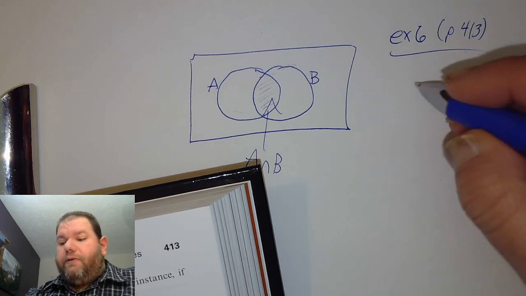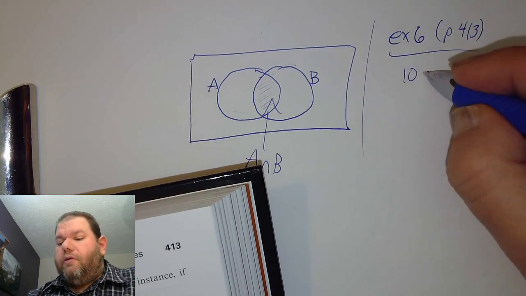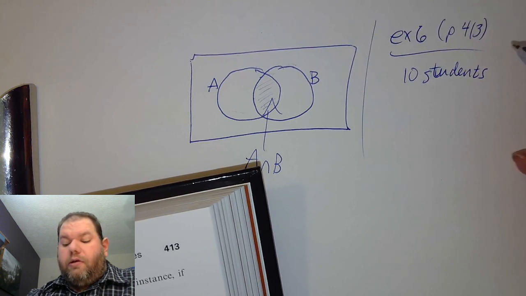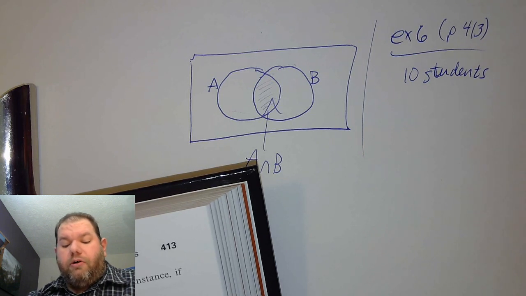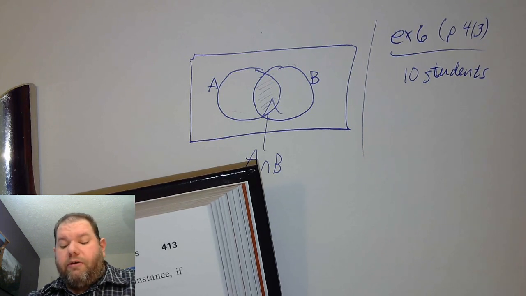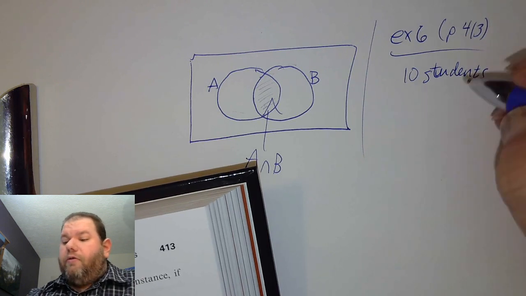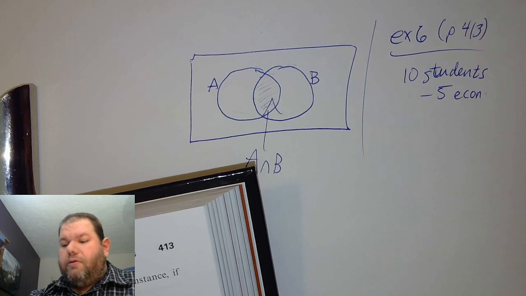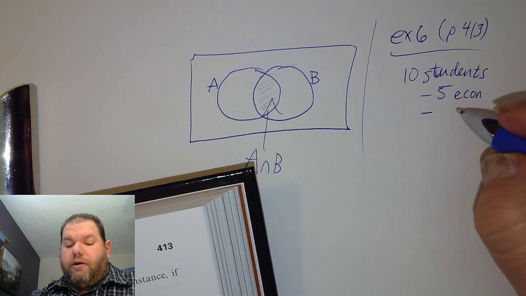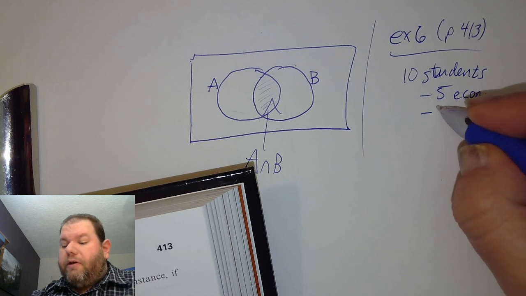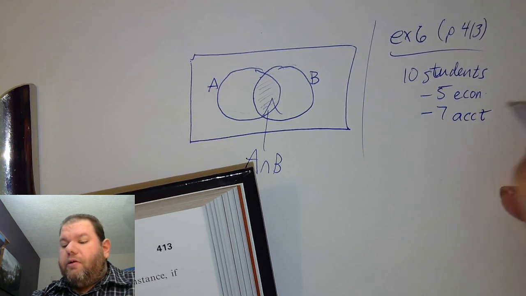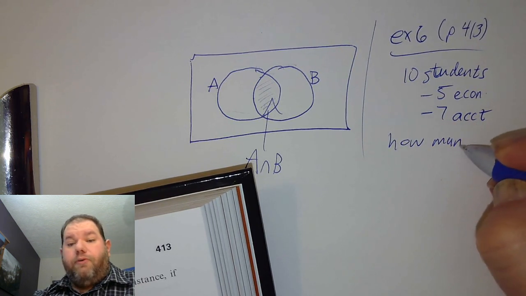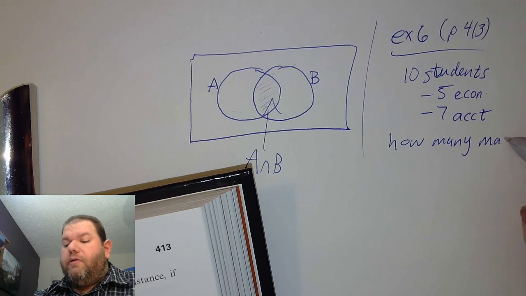A group of 10 students meet to plan a school function. All of the students are majoring in accounting or economics or both. So we have 5 economics majors, we have 7 accounting majors. How many major in both subjects?